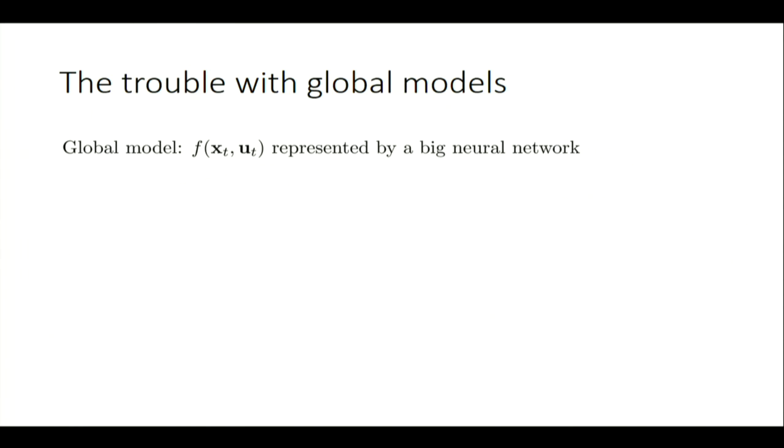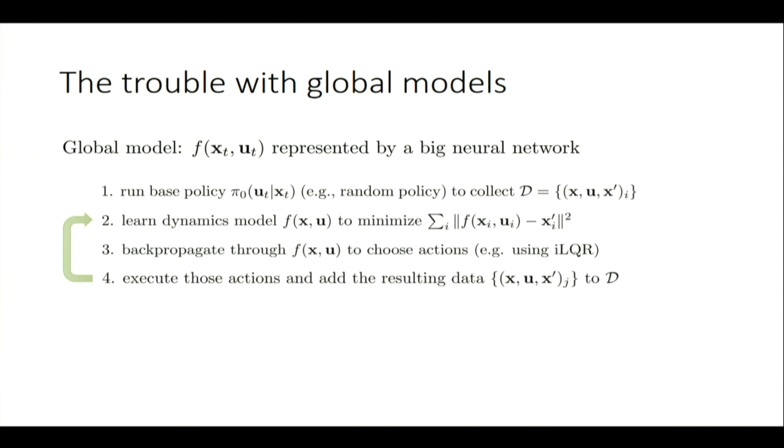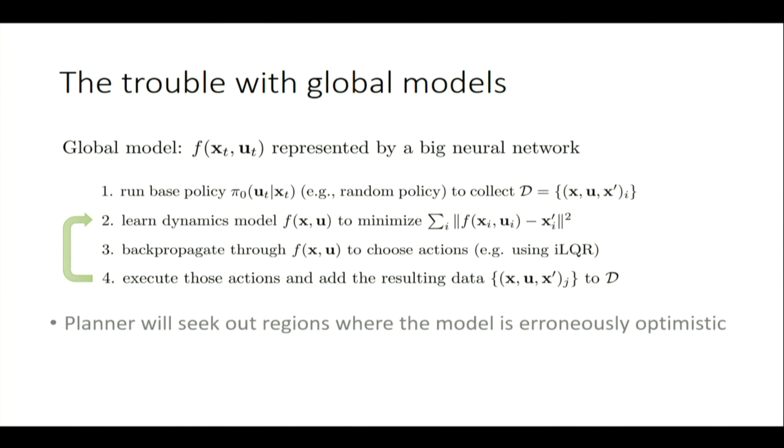Okay, so let's talk about now some of the problems with global models. When I say global model, what I mean is you want to basically fit some function f of x comma u, and you want that function to basically be correct everywhere, so that when you backpropagate through it, when you plan through it, you get good plans regardless of where you might be in the state space. So that's a global model. And that's basically what we've used so far in all of the model-based RL methods that we've described.